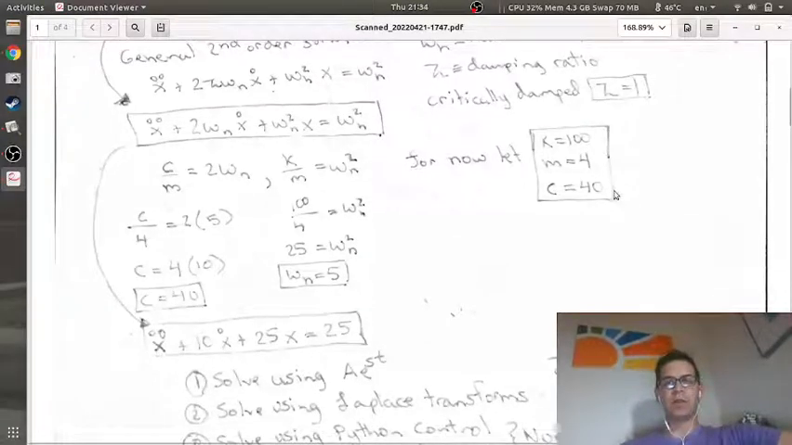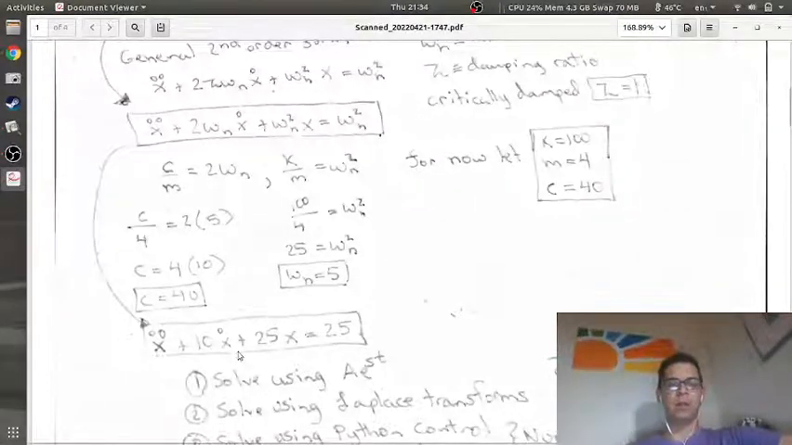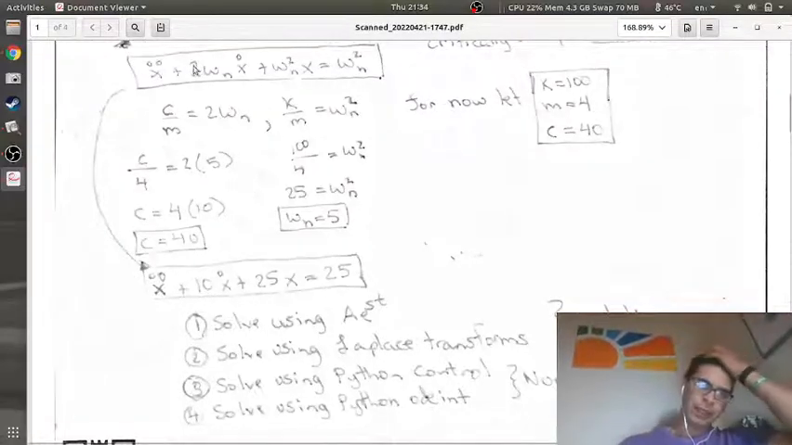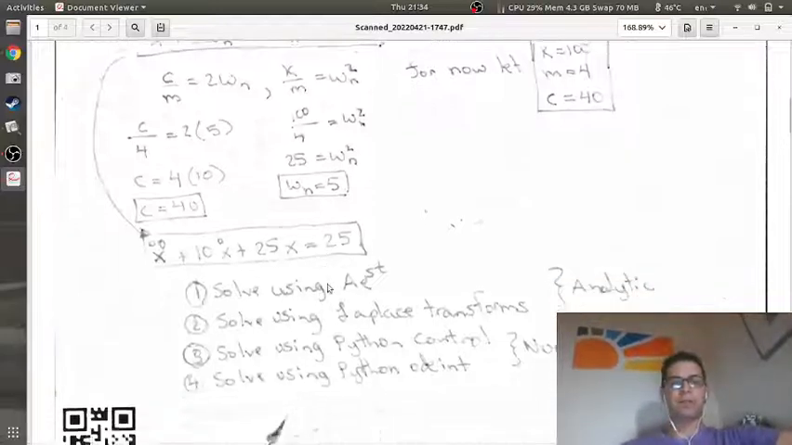Now those parameters are just there basically to denote that if you have a mass that's 4 kilograms, a spring constant that's 100 newtons per meter, and a dashpot constant that's 40 newton seconds per meter, you'll end up getting a second order system that is x double dot plus 10x dot plus 25x equals 25. And again, that's where 2 times 5 is 10, and 5 squared is 25.